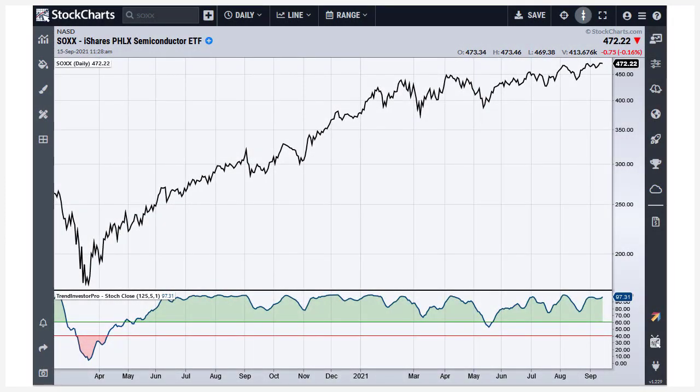So the semiconductors have caught my eye recently, actually not just recently, because there's 2 reasons they've caught my eye. The first is they're leading. They're in a long-term uptrend and staying strong. This is the SOXX ETF, and you can see that it hit a new high here in mid-September. So that's clearly a sign of strength.